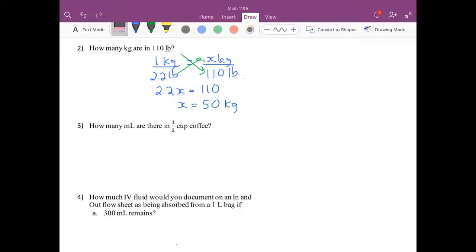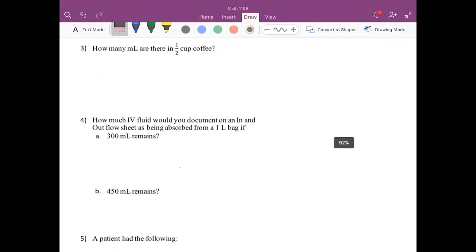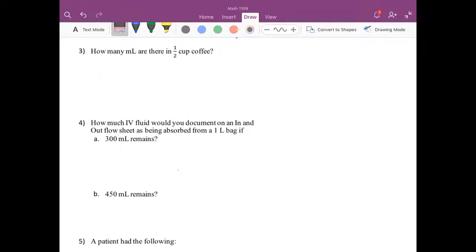Okay, so let's look at another one here. How many milliliters are there in half a cup of coffee? If we look at our chart, we have cup to ounces and ounces to milliliters, but we don't have cup to milliliters. So there's two ways you can do that. You can use the proportions like we've been doing and do it in two stages, or there is another method you can use to get there in one go.